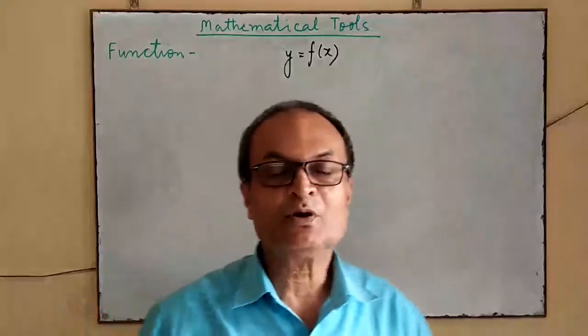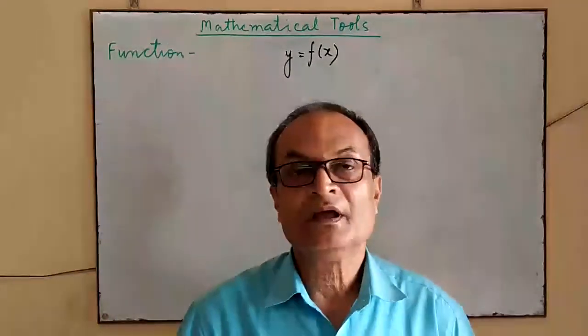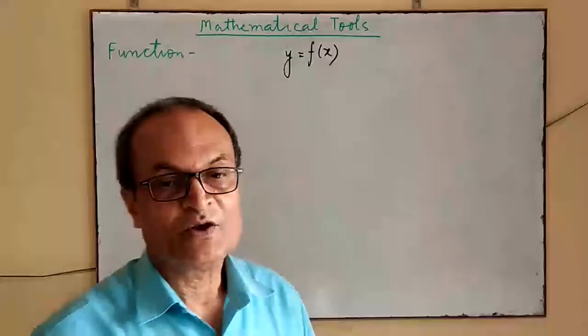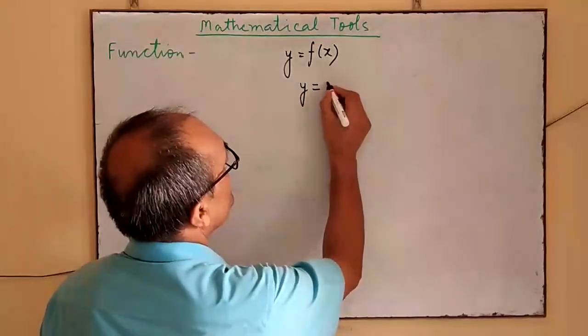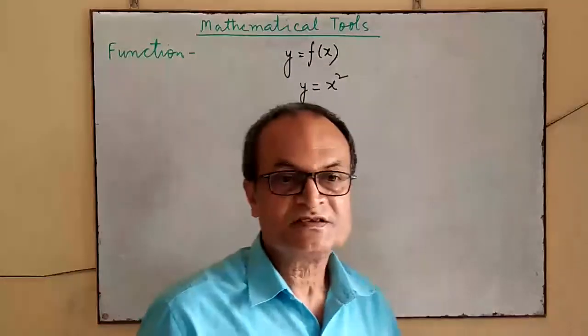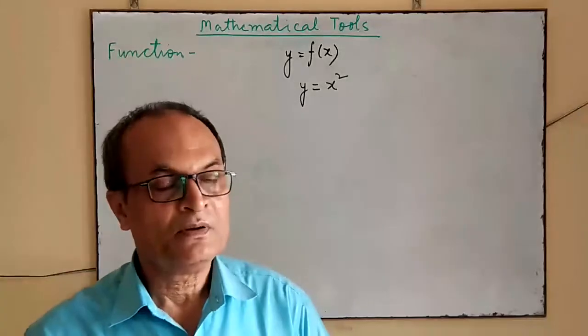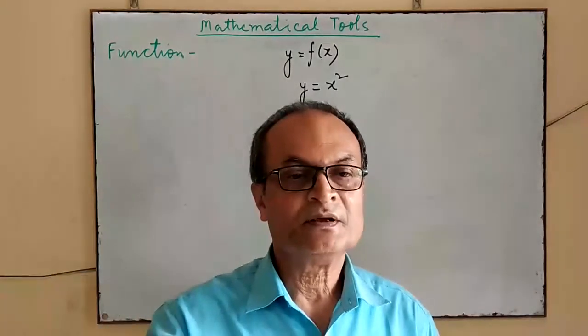If a variable quantity y varies with the quantity x squared, then we can say y equals x squared. This is here the meaning of the function. Then we are moving towards limit.